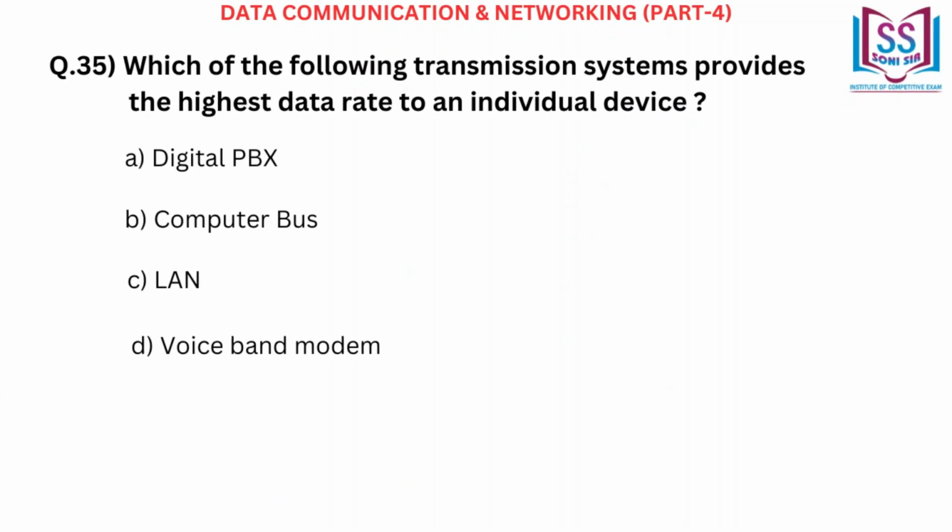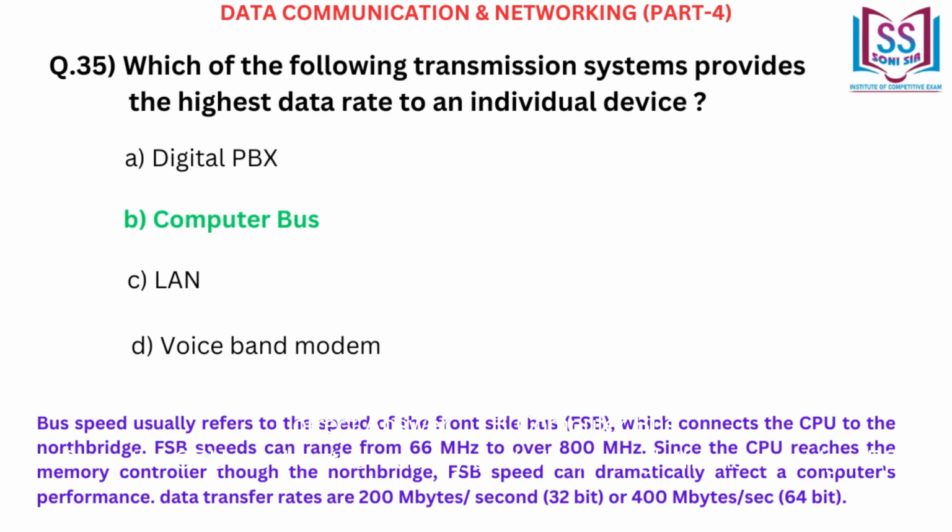Which of the following transmission systems provides the highest data rate to an individual device? A, digital PBX, B, computer bus, C, LAN, D, voice band modem. Correct answer B, computer bus.